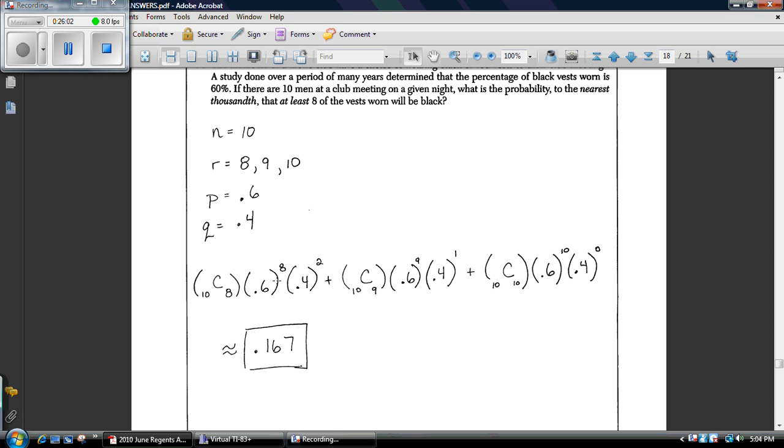In other words, we want 8 people wearing a vest and 2 not, 9 people wearing a vest and 1 not, 10 people wearing a black vest and 0 not. Take these, punch them into your calculator, add up those probabilities, and you get 0.167.